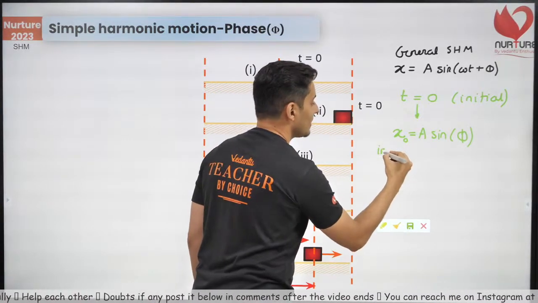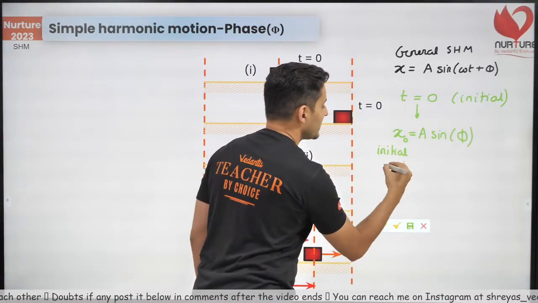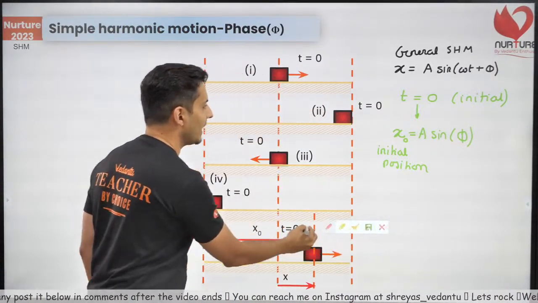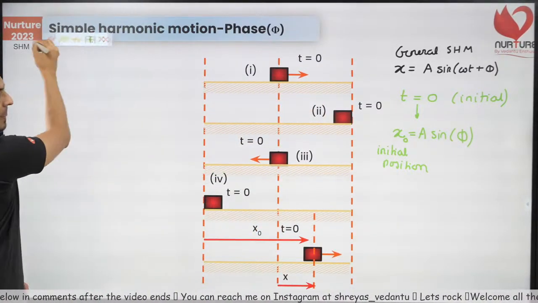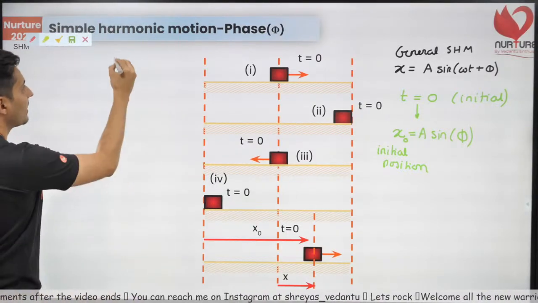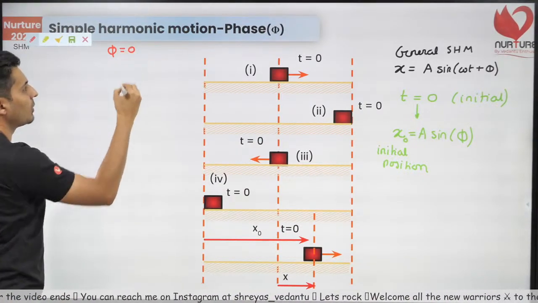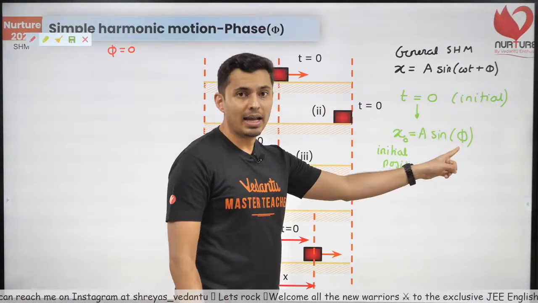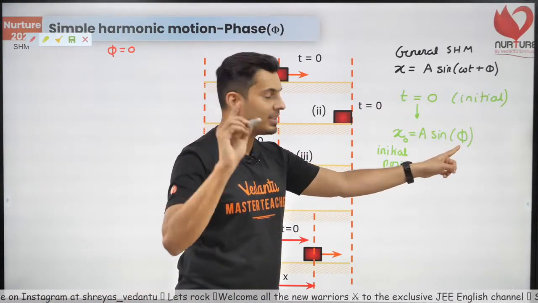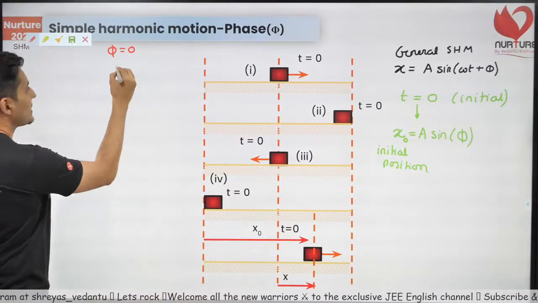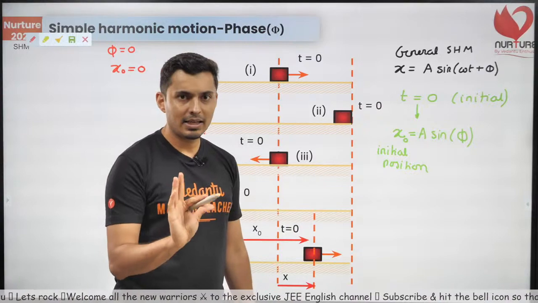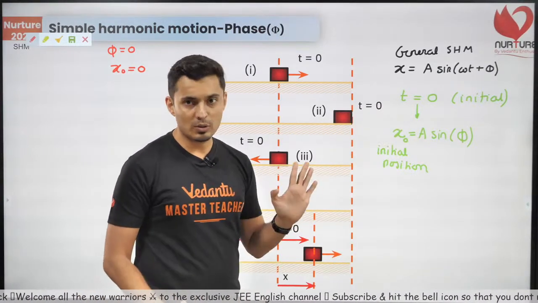This x0 is nothing but the initial position. So let's try out some special values and see what we get. For example, if you put the value of phi as 0, sine of 0 will be 0. So x0 will also be 0. Make sense, everybody? So if phi is 0, x0 will also be 0.